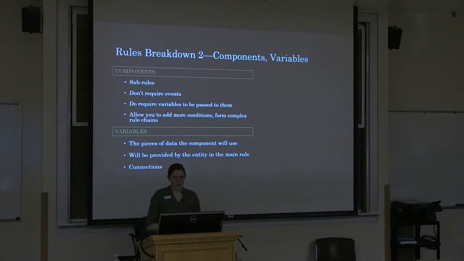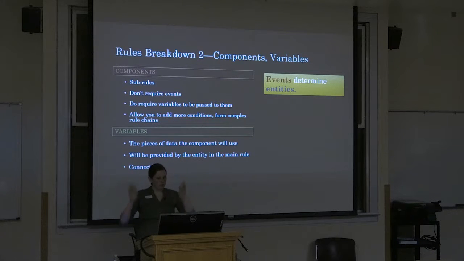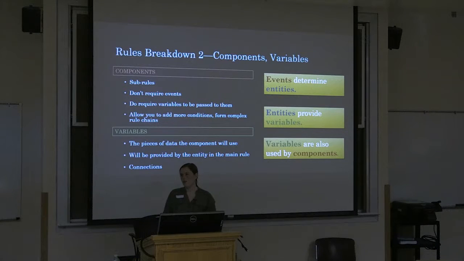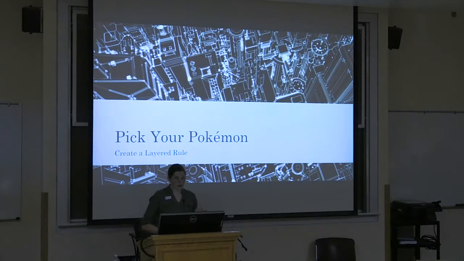Components make use of variables. We were talking earlier about how events determine which entities you're going to use, and entities provide those little variables. You have to set those variables when you're using components. It's the only way that they'll connect to your main rule. So I'll show you. We're going to do a second example.